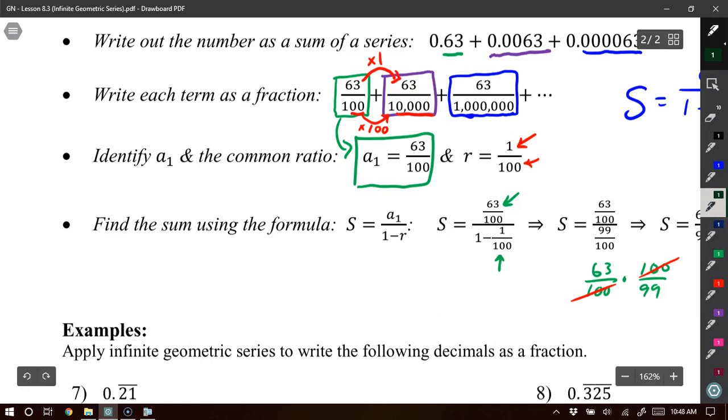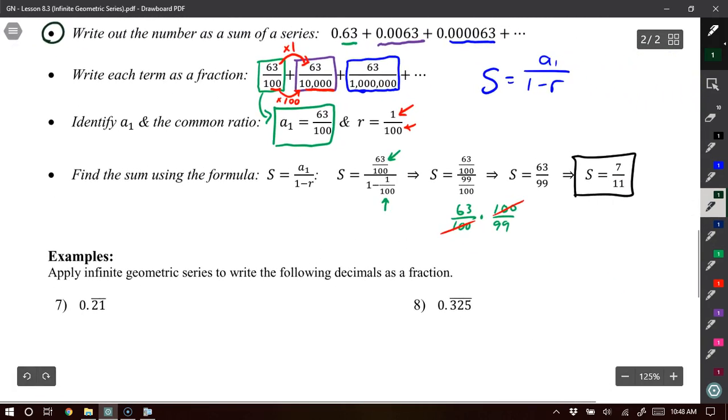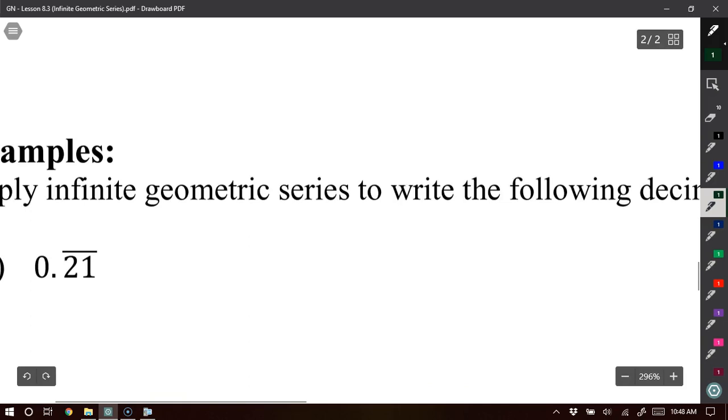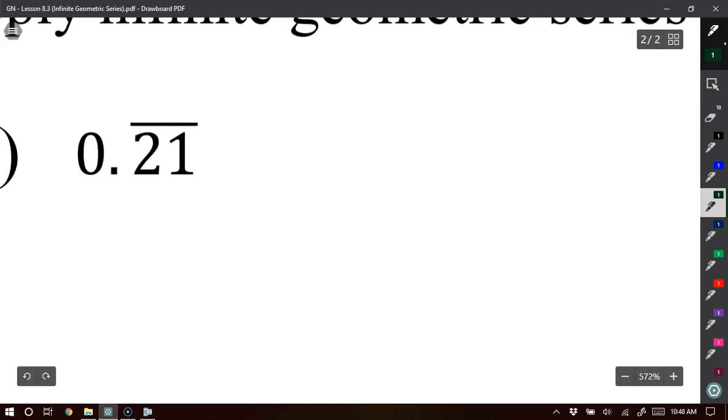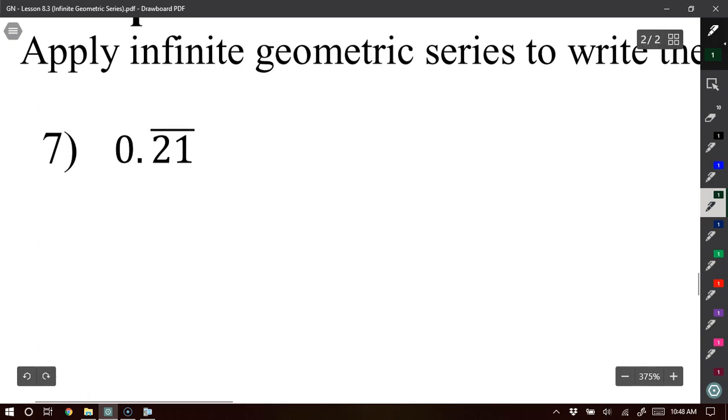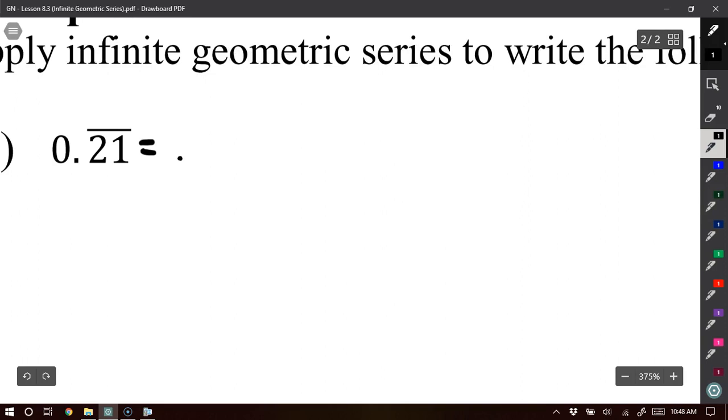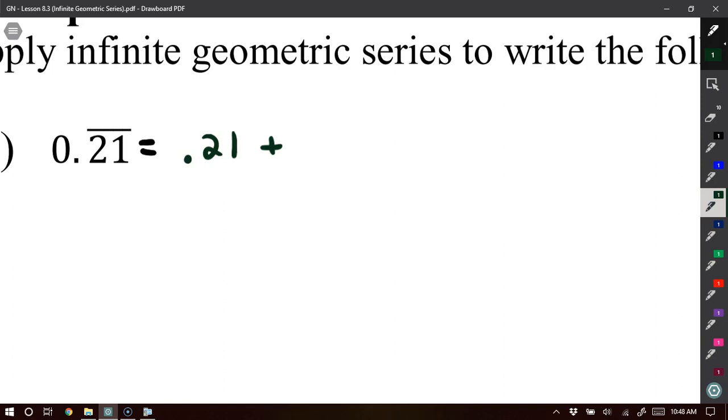So the first part, and we'll do this one in a little darker green. Write out the number as a sum of a series. So 0.21 repeating. So let's try it. We have equals. That was easy. We have a 0.21. I guess I'll use the dark green. So we have 0.21 plus. But what's the next term going to be? Well, the next term is going to be zeros where those first two numbers were, and then a 21 again.